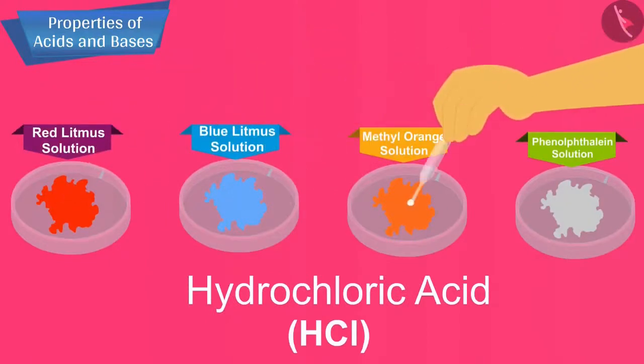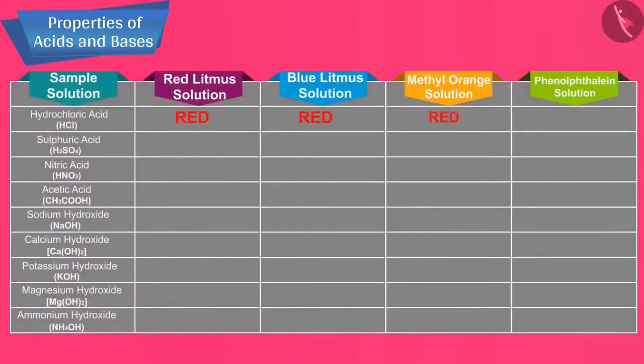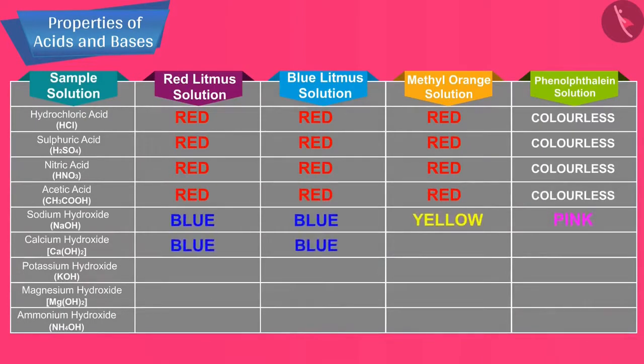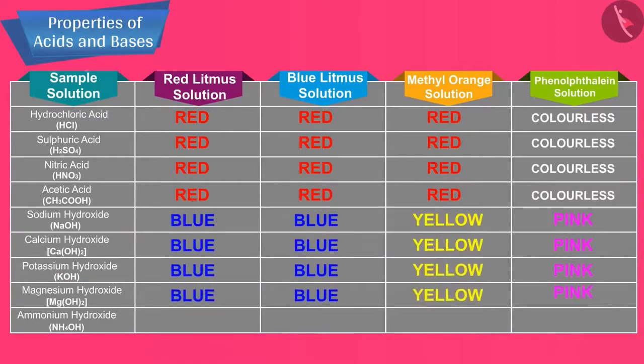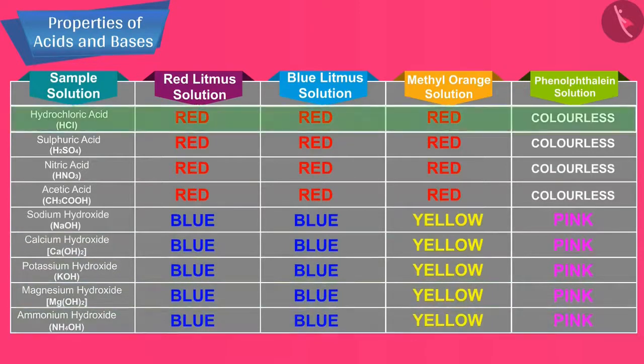Put a drop of each of the above solutions on a watch glass one by one and test with a drop of the indicators shown in the table. What change in color did you observe with red litmus, blue litmus, phenolphthalein and methyl orange solutions for each of the solutions taken? Tabulate your observations in a table. These indicators tell us whether a substance is acidic or basic by change in color as shown in the table.